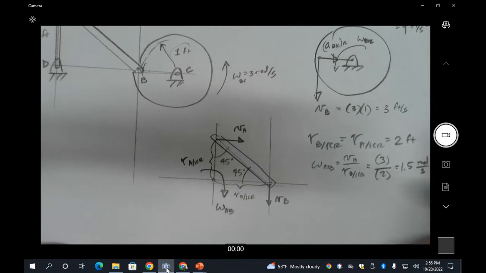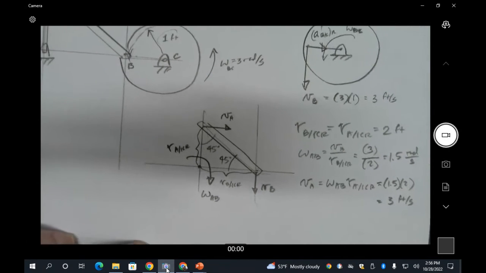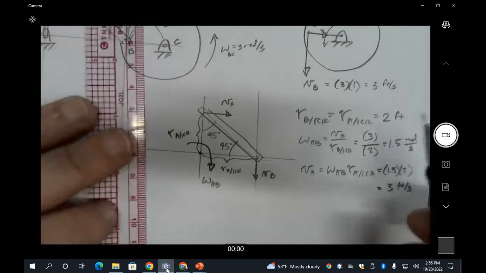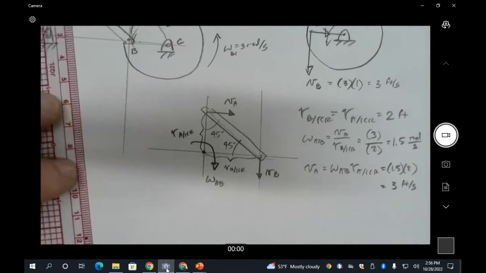It's going to be ridiculous to write this, but it's okay. VA is therefore going to be equal to omega AB times R A with respect to ICR, but it's a little obvious right here that that's just going to be 1.5 times 2. So that's going to be 3 feet per second. And then even sillier, I'll draw it over to the side over here.